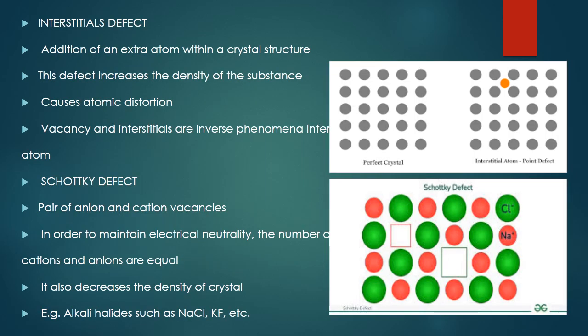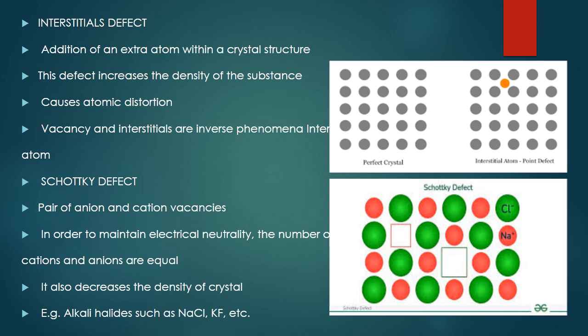The next one is interstitial defect. As we see in the diagram, the right side contains an interstitial atom. It means a foreign atom is placed inside the regularly positioned atoms. The interstitial atom penetrates and fixes into an abnormal position in between the crystal atoms. Addition of an extra atom within the crystal structure; this defect decreases the density of the substance. Surely it will cause distortion. The impurity atom is present within these regularly patterned atoms.